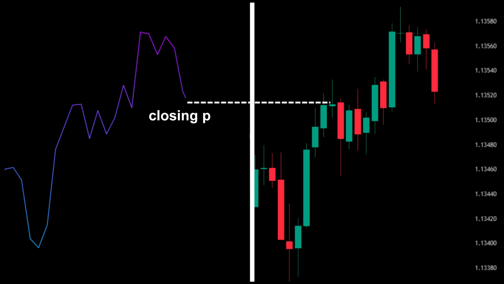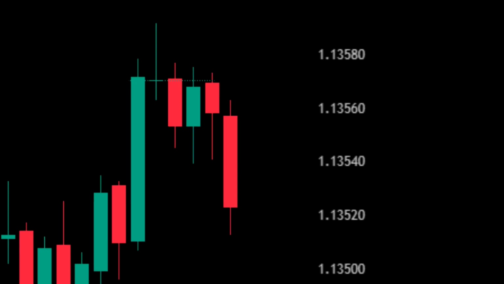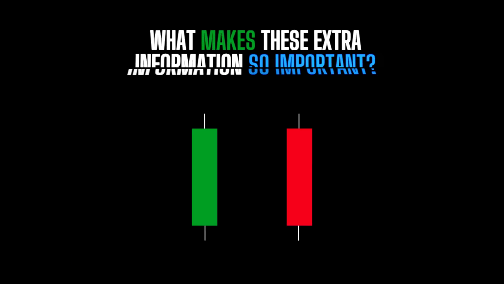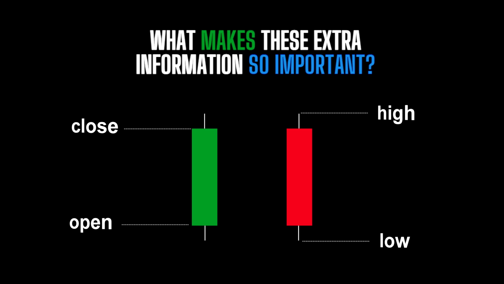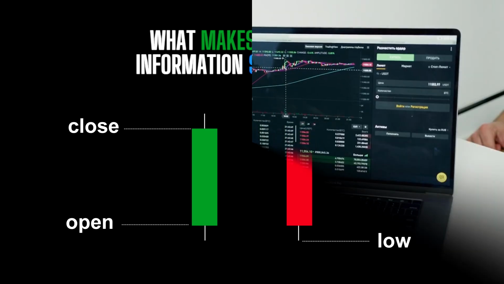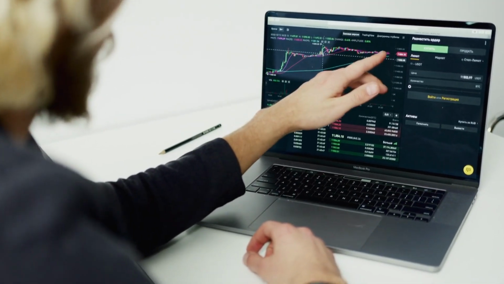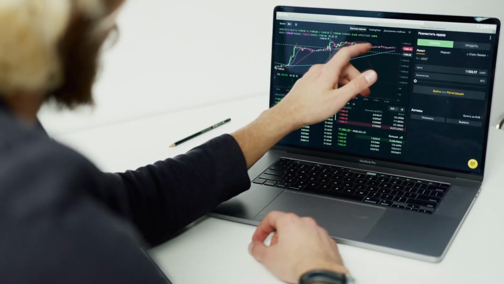If you were to use only the line chart, the closing price would be the only information you'd get. To see this more clearly, here's a comparison between a line chart and a candlestick chart forming. As you can see, the line chart only displays the closing price for each period, while the candlestick chart shows more information about price movements during the same period. So what makes this extra information so important? As traders, this information gives you a better understanding of the market, allowing us to make more informed decisions.